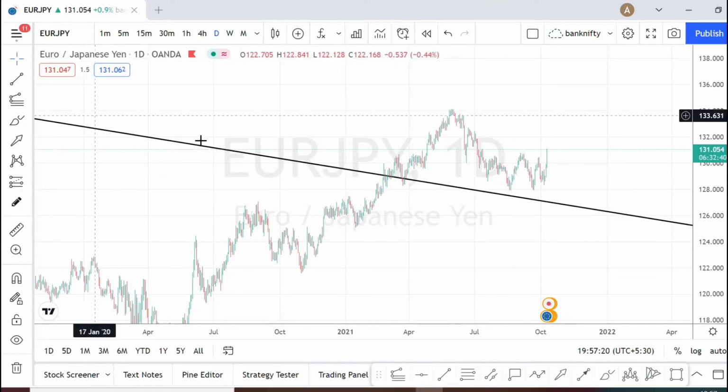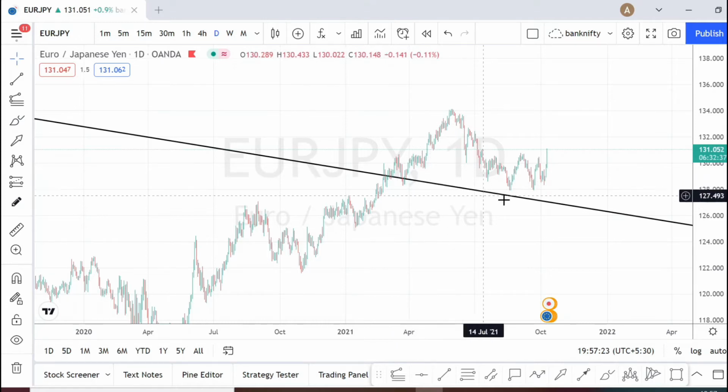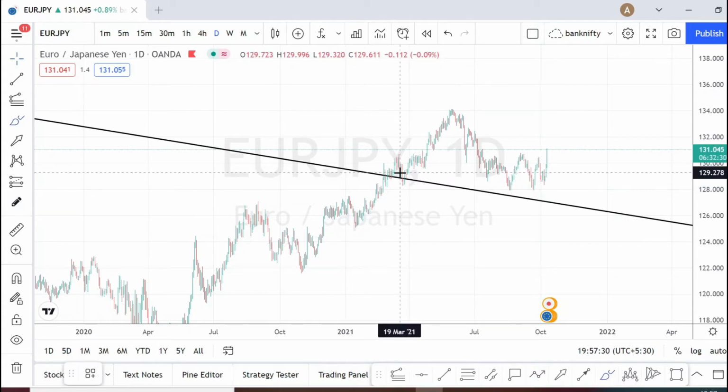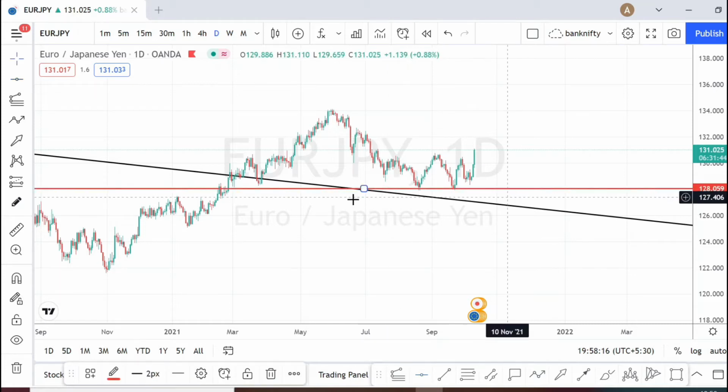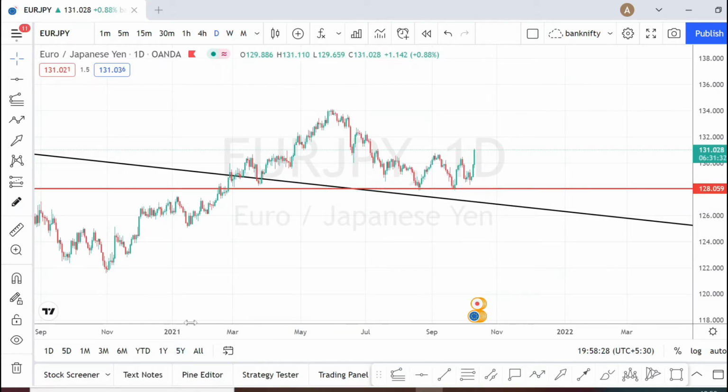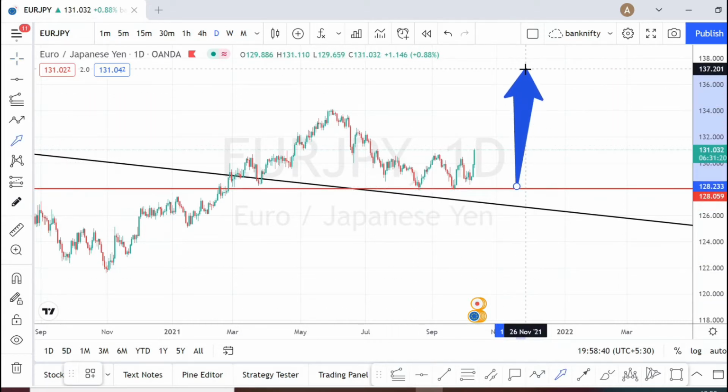So here we know dynamic support from weekly time frame is acting as a support and resistance for daily time frame. And here we can notice that it has retested this dynamic support and uptrend has started. So in daily time frame also we can notice that it has formed a very strong support line here. So this line is going to be acting as a support for daily time frame. We can also notice that it has taken support here and uptrend has started from here.